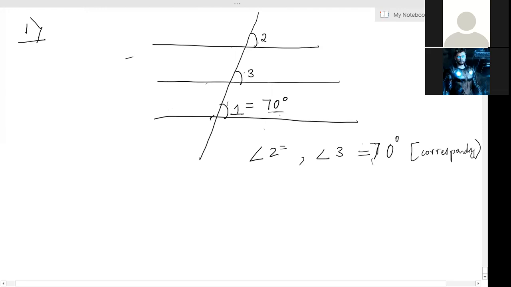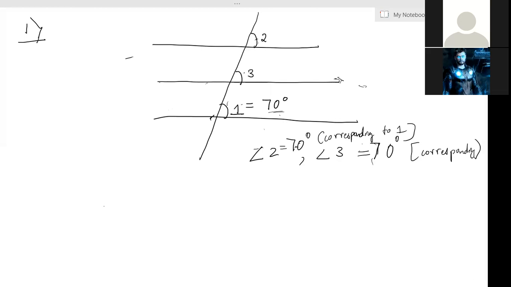Also corresponding. So for example, imagine that you remove this middle parallel line. It will be like only these two parallel lines are there. So then angle 1 also becomes corresponding to angle 2. So angle 2 is also 70 degrees. Both are corresponding to 1. Okay, then next question.